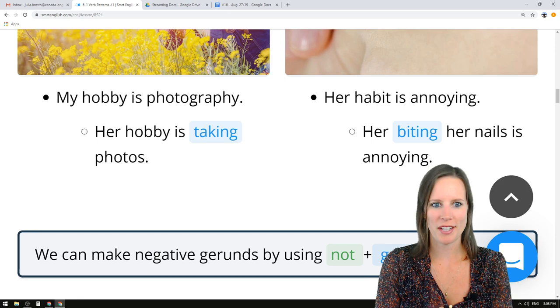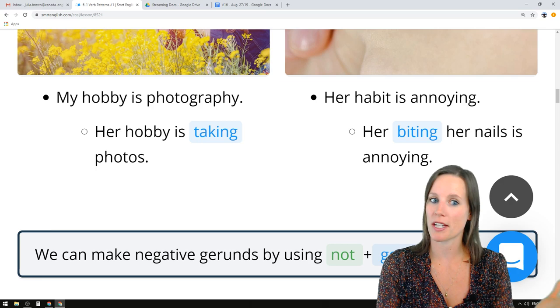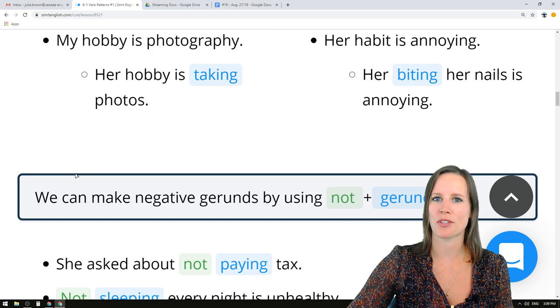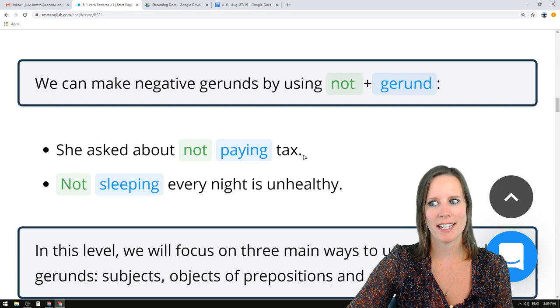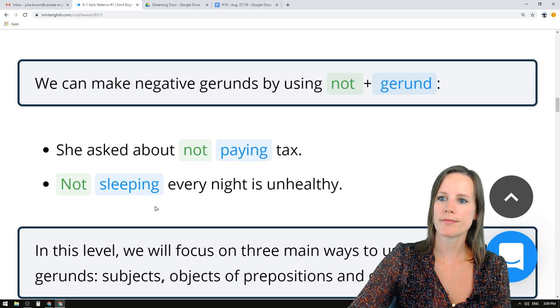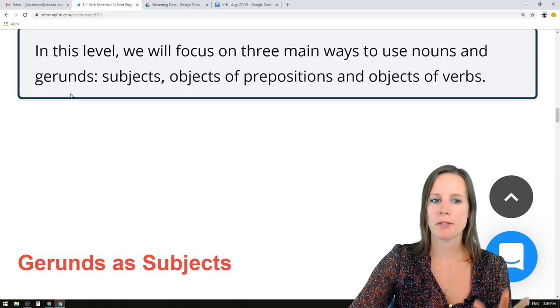All right. Well, Manuel, taking is a gerund. Take is a regular verb. So let's see here. We're going to get lots of examples, don't worry. Like I said before, if our gerund is negative, we have to put not before. For example, she asked about not paying tax, or not sleeping every night is unhealthy. And like I said, we're going to talk about three different positions to put the gerund, and we're going to start making examples.